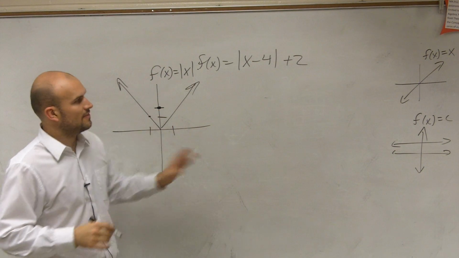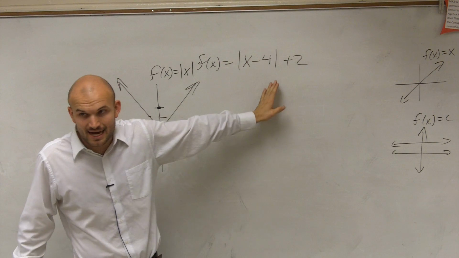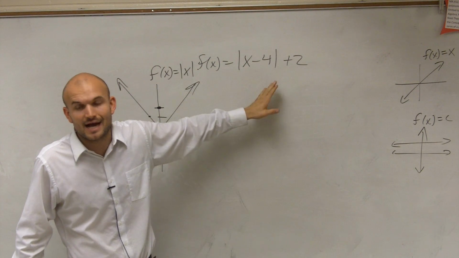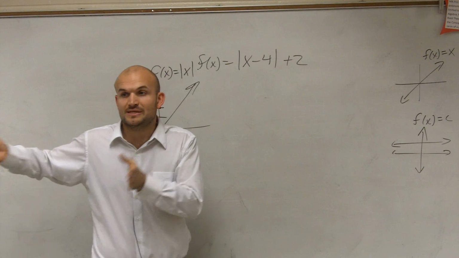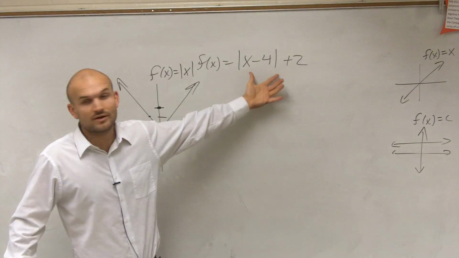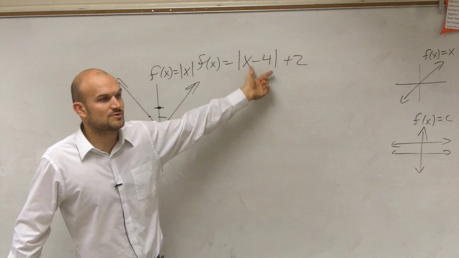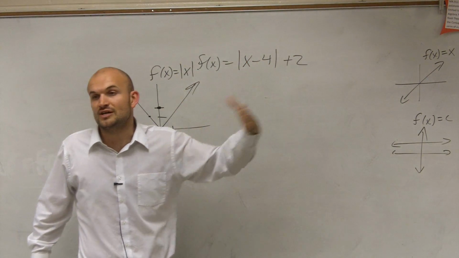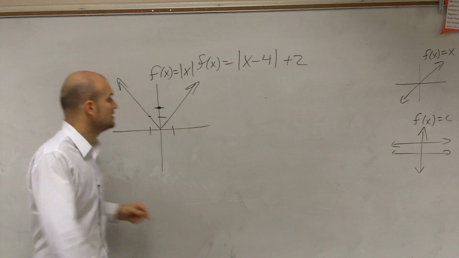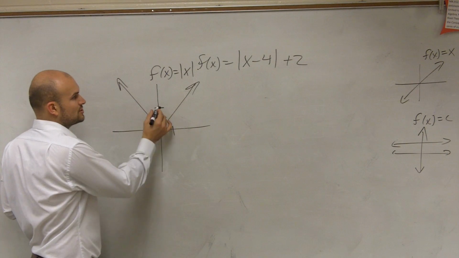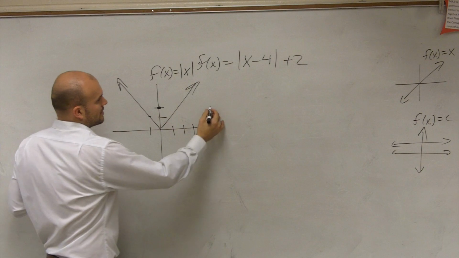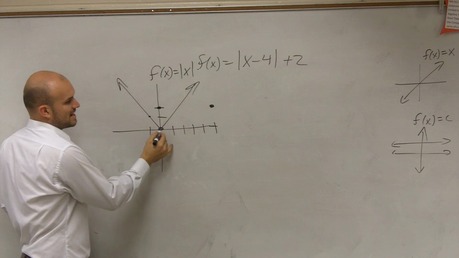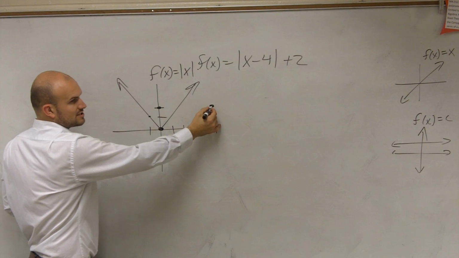Okay? Then, when it's inside, listen, Yago, when it's inside, you're actually going to do the opposite. You're right. Negative is always going to be to the left and down. However, when you're adding or subtracting inside the function, that's going to shift to the opposite. Okay? So I'm actually going to shift it up 2 and then to the right 4. 1, 2, 3, 4. So now, instead of my vertex being right here, my vertex is right there.